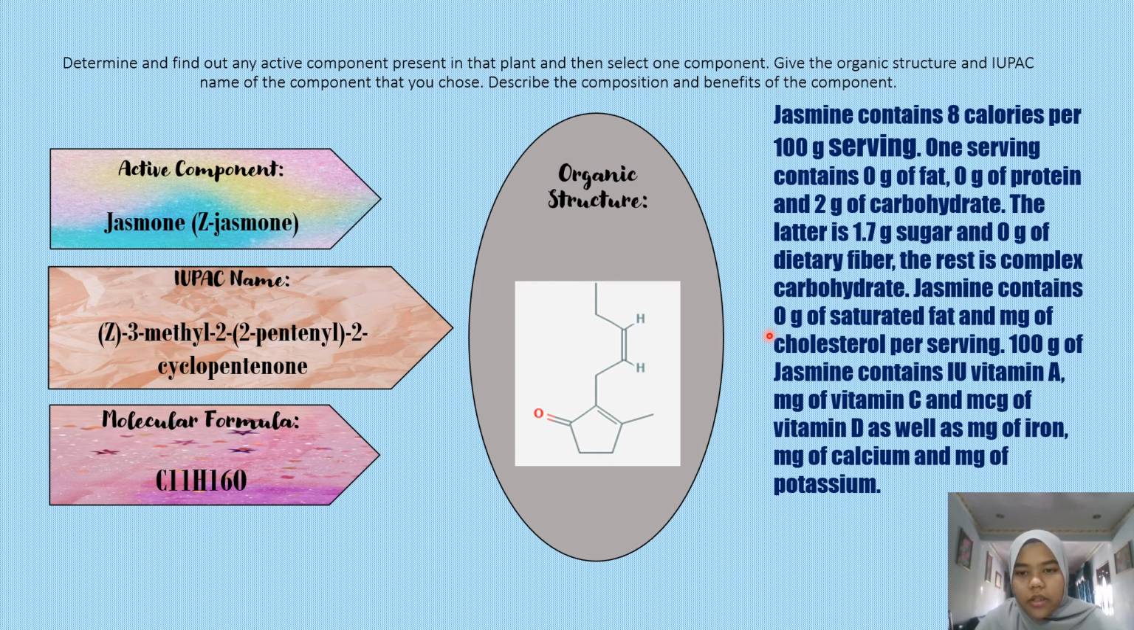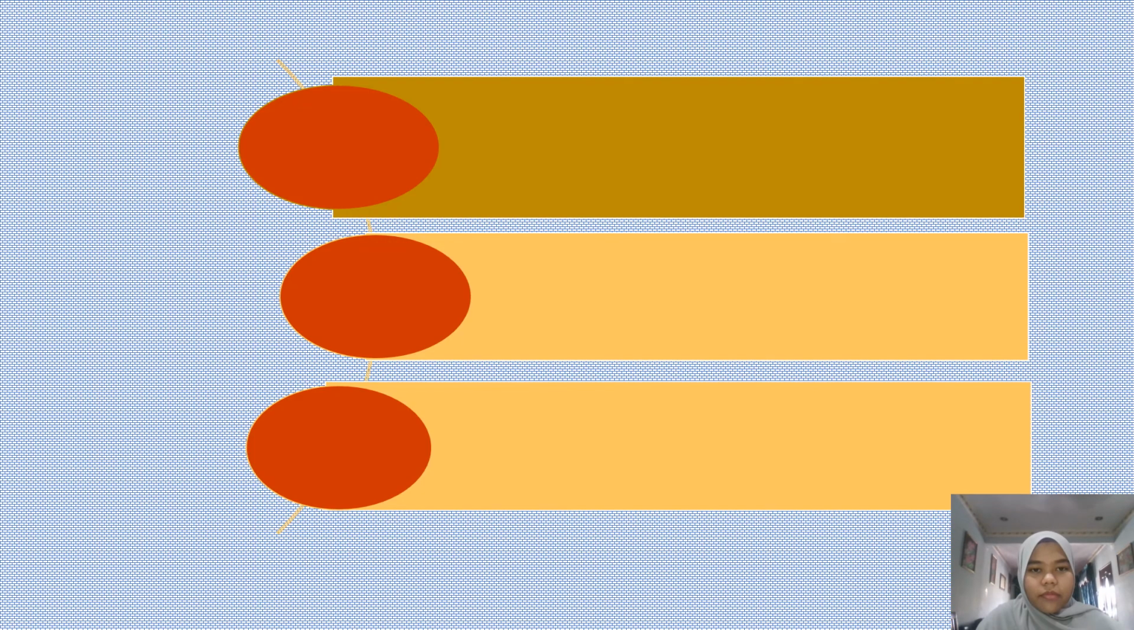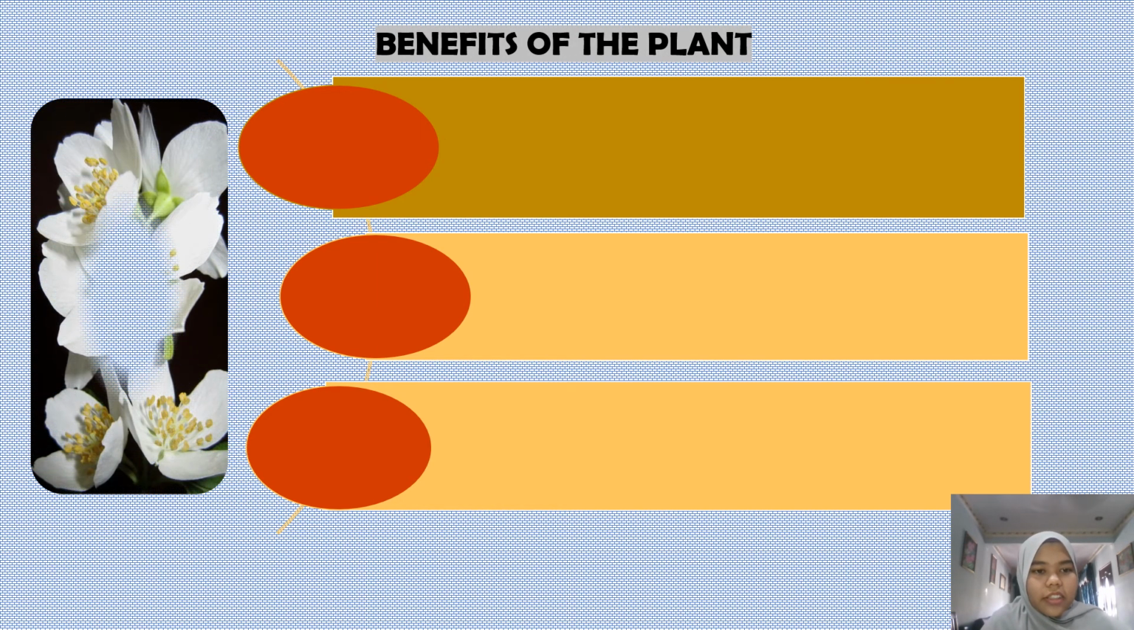Jasmine contains 0 gram of saturated fat and milligram of cholesterol per serving. 100 gram of jasmine contains IU vitamin A, milligram of vitamin C, and mcg of vitamin D, as well as milligram of iron and milligram of calcium, and also milligram of potassium. Okay, next we will go through the benefits of the plant. Okay, here is an example of the jasmine plant.